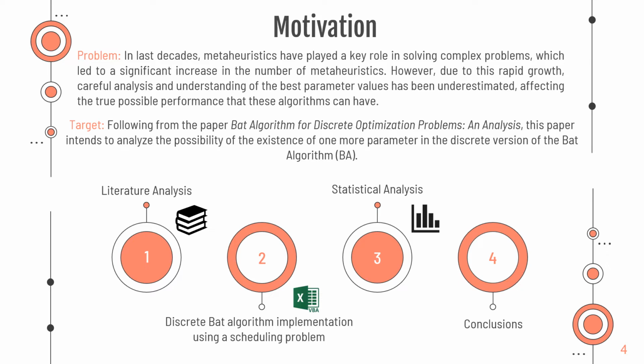Following from the paper Bat Algorithm for Discrete Optimization Problems, an analysis, this paper intends to analyze the possibility of the existence of one more parameter in the discrete version of Bat algorithm. To do this work, we start by doing a literature analysis, followed by a discrete Bat algorithm implementation using a scheduling problem with the help of Visual Basic in Excel, followed by statistical analysis and ending with the conclusions.